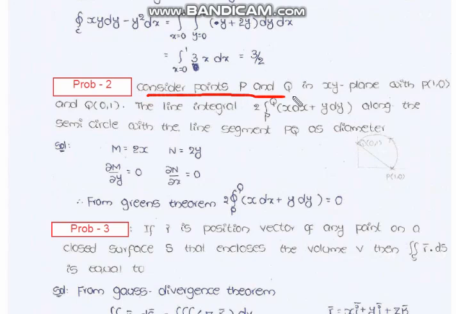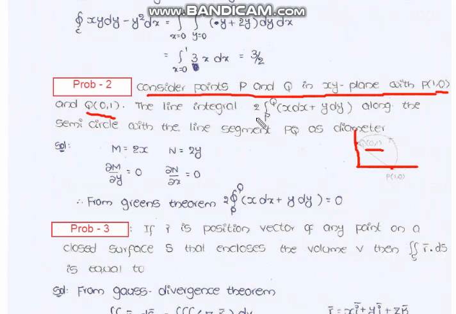Consider a point P and Q in the xy plane with point P (1, 0). Yes, P (1, 0), that is here. That is your x-axis. This is your y-axis. So P point is here, something like that, and Q point is given (0, 1). So it will be here, (0, 1). Q point, yes.